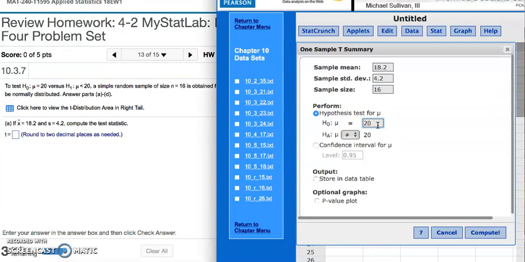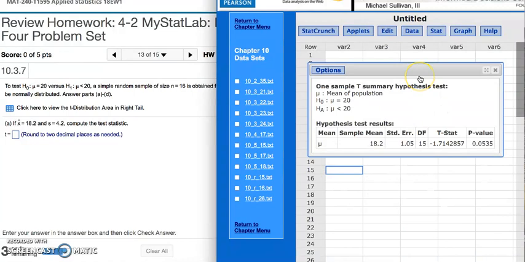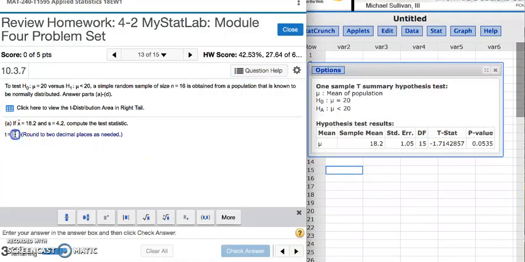Now, I posted something about this too. Make sure you remember, if you're saying that the character is mu, but the word is mean, the population mean. And then the alternative hypothesis is less than 20. So here we have our test statistic, and here it says to round it to 2 decimal places. That makes negative 1.71.